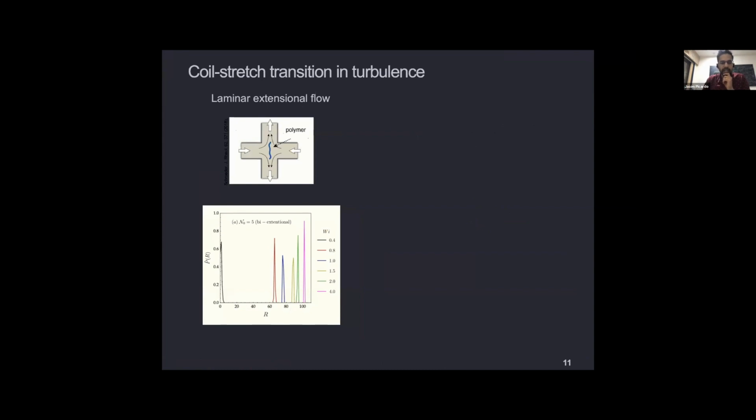Okay, so another important point is why the scission events are different in turbulence compared to laminar flows. If you look at the coil-stretch transition in a laminar flow, you put a molecule in an extensional flow and start increasing the Weissenberg number, which I'm doing here, and then you look at the PDF of the extension. R is the end-to-end extension of the chain. You see that for small Weissenberg, all the polymers are coiled. Then as you increase Weissenberg, they do stretch out, but they stretch out as a group. So the PDF remains sharply peaked and simply translates.